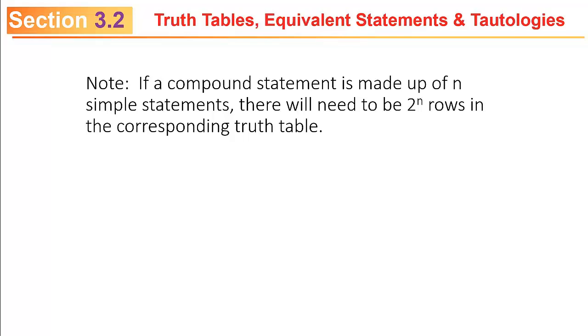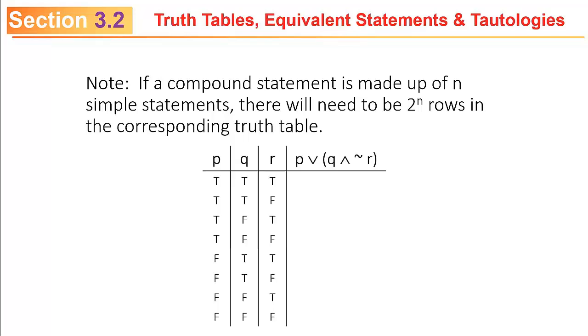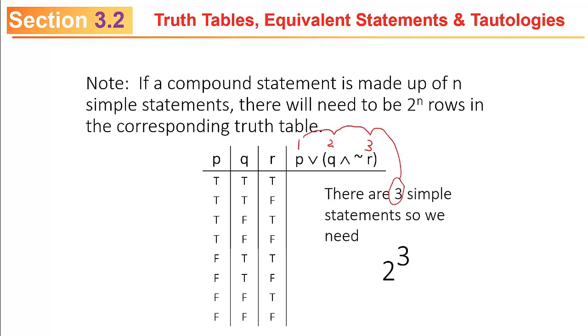Another thing about these truth tables, you can tell how many rows there are going to be by looking at how many distinct, simple, logical statements there are. In fact, if there are n simple statements, there will be 2 to the power of n rows. For example, if you take this one, there's a P, there's a Q, there's an R. So there are 3 simple statements. So 2 to the third is 8, and that tells you you'll have 8 rows in the truth table.